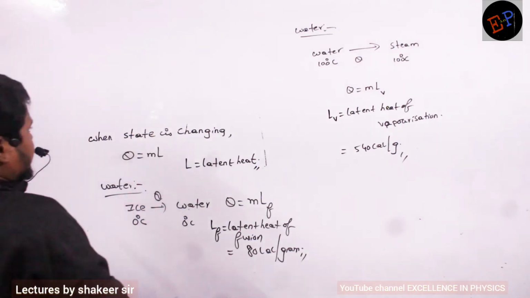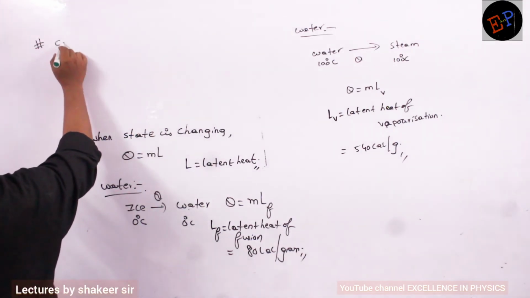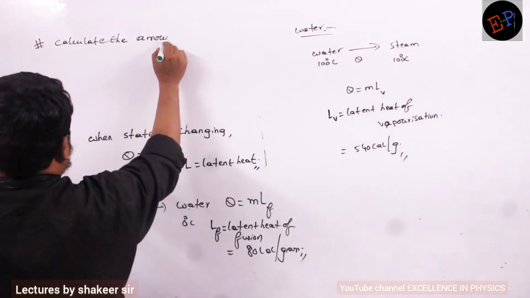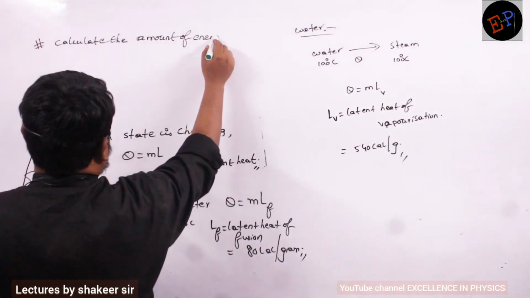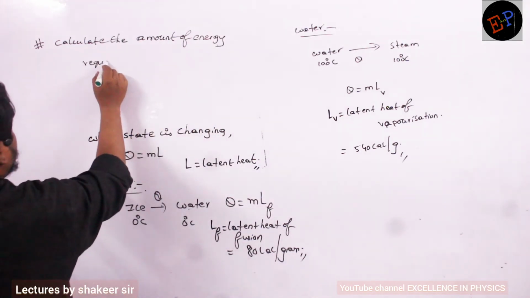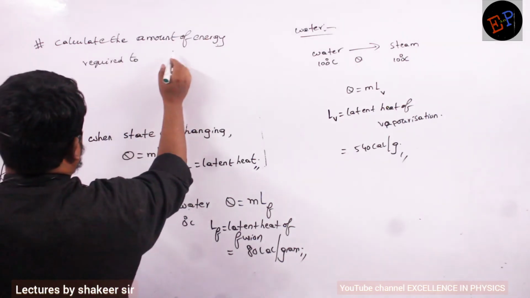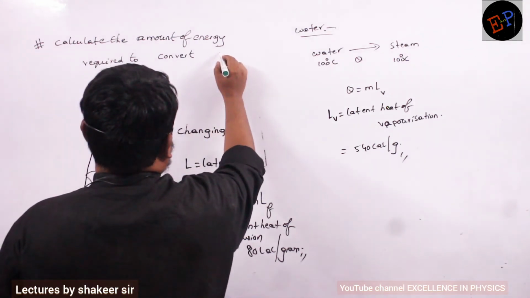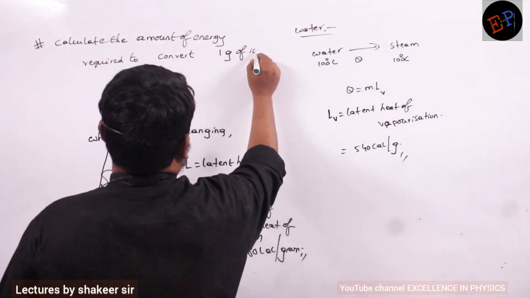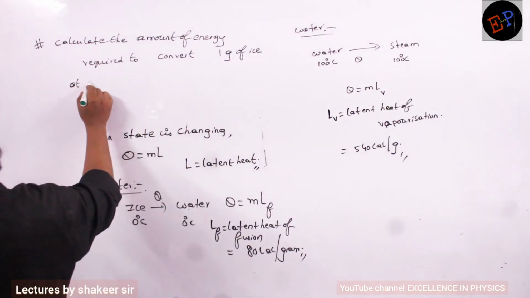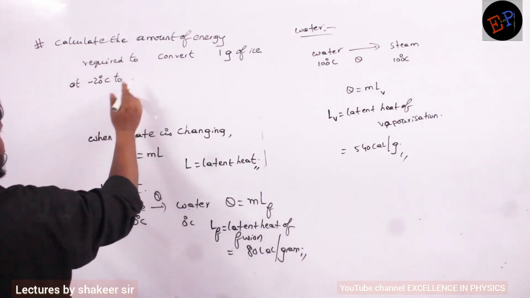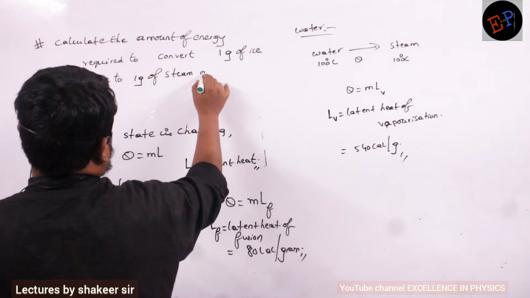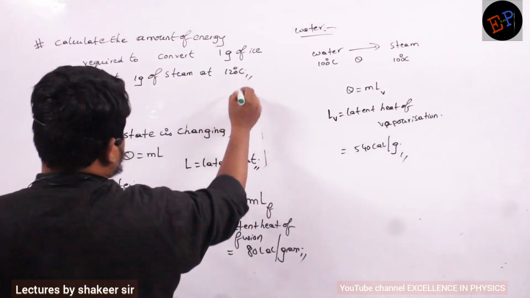Question is like this. Calculate the amount of energy required to convert 1 gram of ice at minus 20 degrees Celsius to 1 gram of steam at 120 degrees Celsius. That is the question.